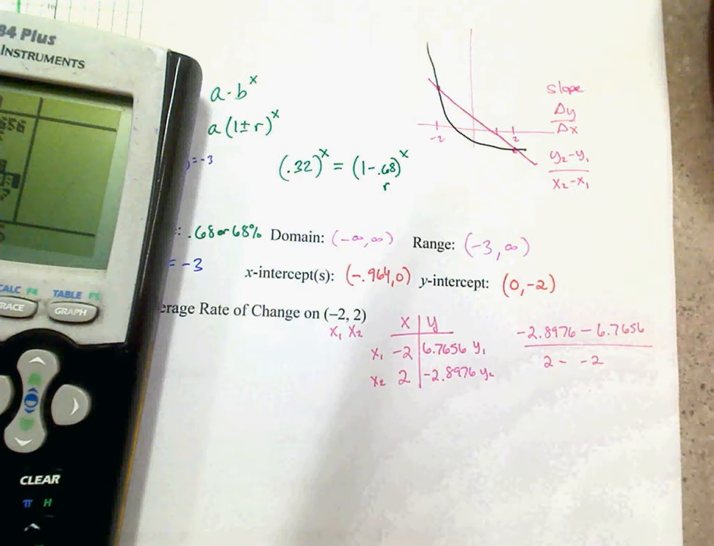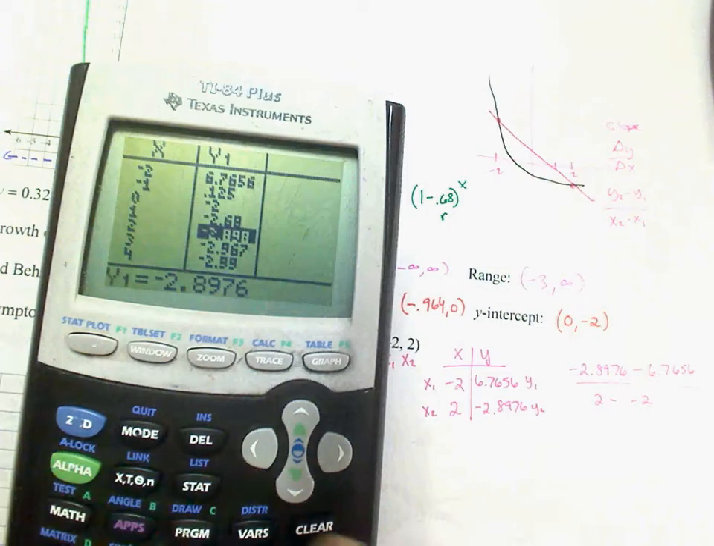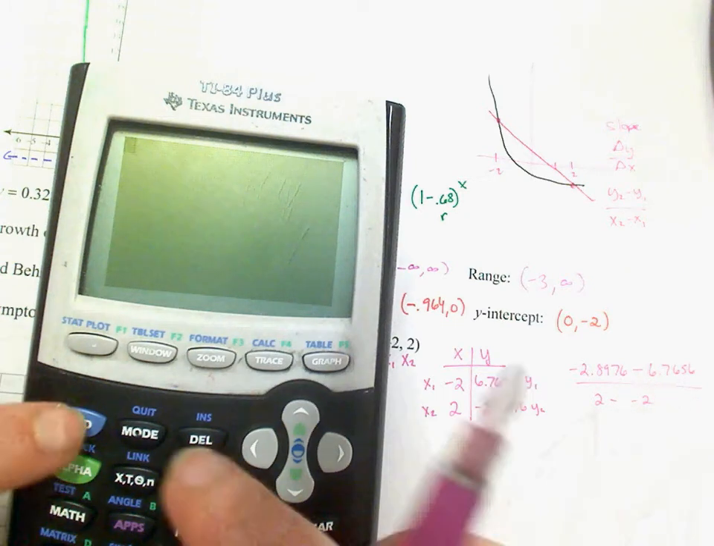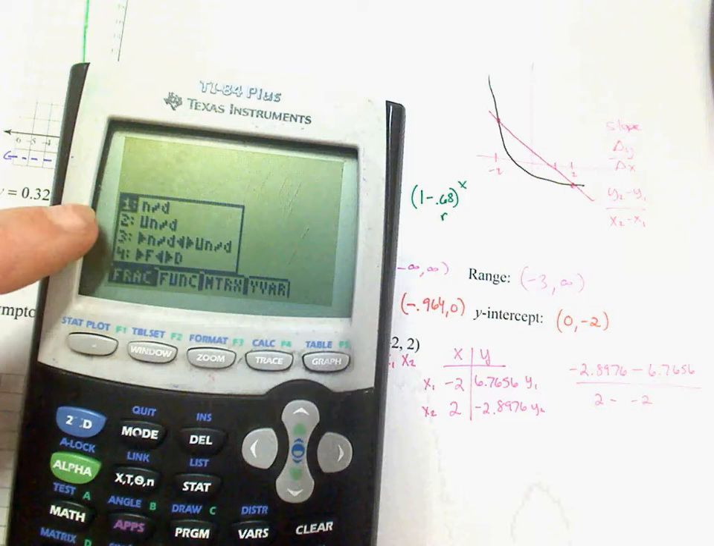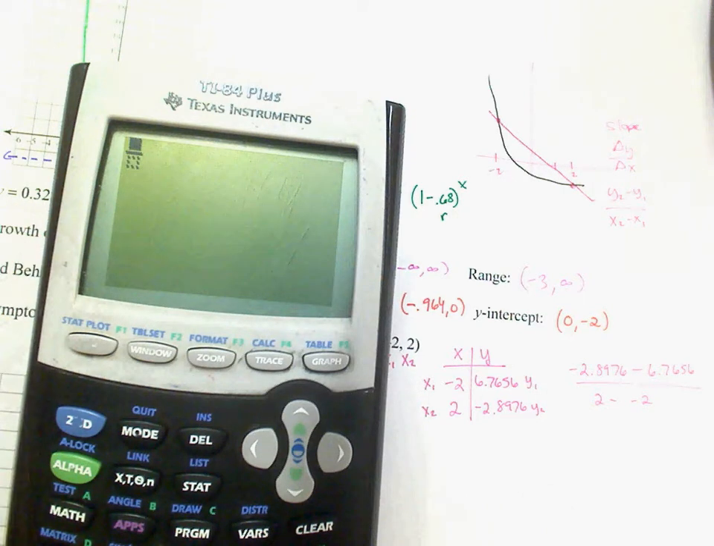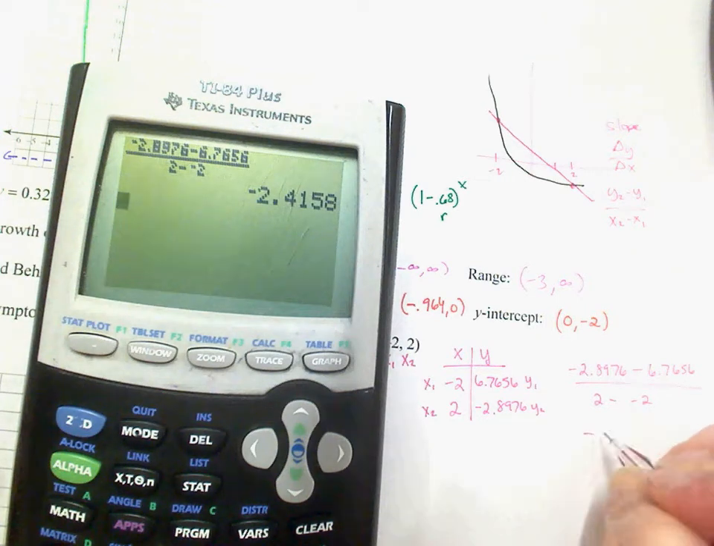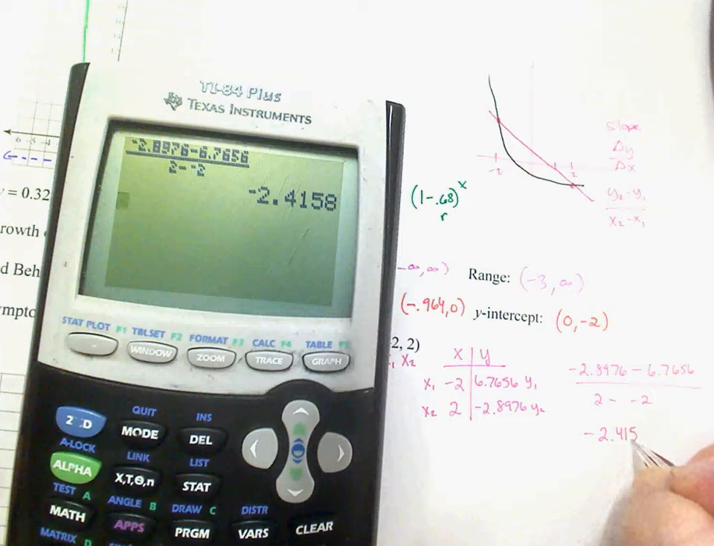And then we type that in. If you want to do the home screen, you can just type it in, say enter, and then divide by 4. Or you can do alpha y equals and use the fraction shortcut: -2.8976 minus 6.7656 divided by 2 minus -2. And you get -2.4158. And that is my average rate of change.